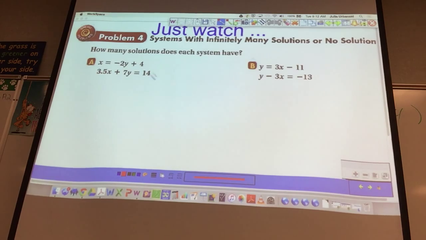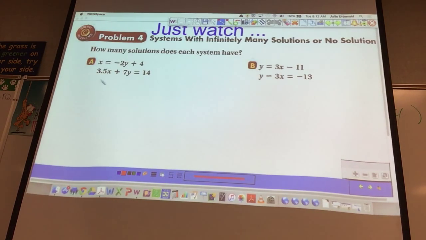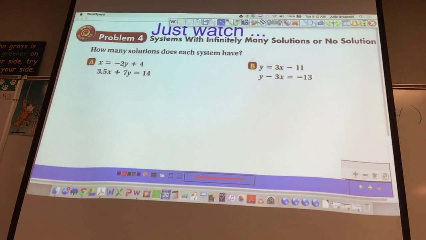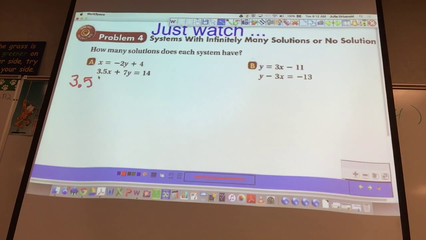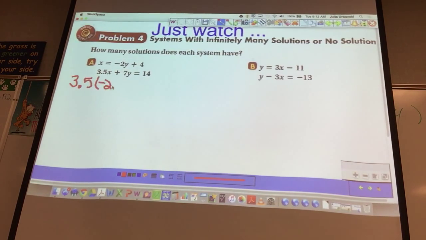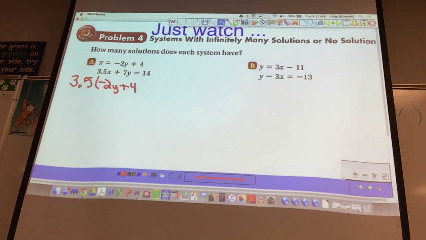What can I do in this situation? I could divide, but what do I have right here already? You have x. You gotta get it by itself. It's by itself, so now I can? You can plug it in. Good. 3.5 times x. What can I use instead of x? Negative 2y plus 4. And I want you to see what happens. Plus 7y equals 14. I need help with your calculators.